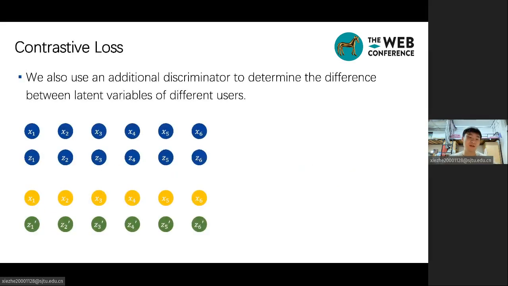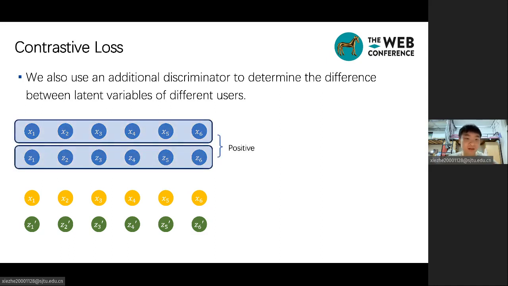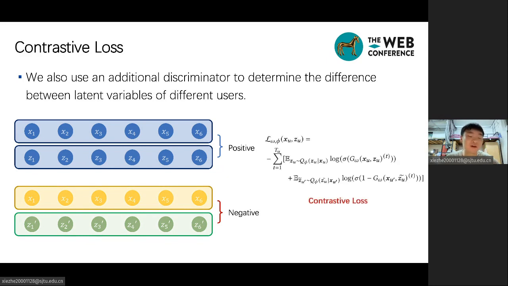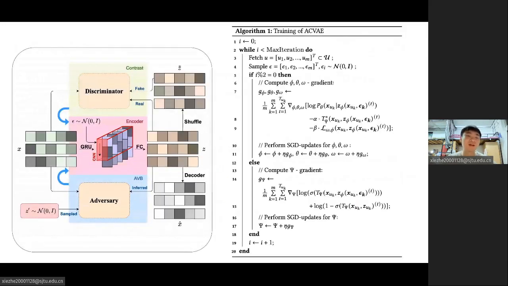Another thing we want to do is to encode more personalized and salient user features into the latent variables. So here we introduce contrastive loss. The pair X and Z that comes from the same user is defined as a positive pair, and from different users is defined as a negative pair. Then we use another discriminator, G, to distinguish between those two kinds of pairs, and so we define the contrastive loss. The contrastive loss can be written like this. This can be added to the objective function of the previous sequential AVB. By minimizing the contrastive loss, the encoder can infer more personalized latent variables, so we can obtain latent variables with higher quality. And that is our model.